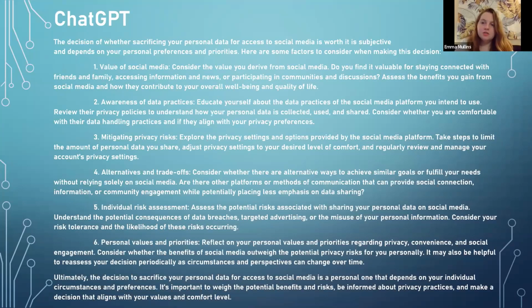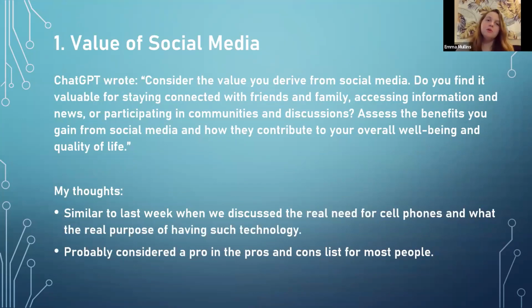So this week I used ChatGPT. It gave me a really long response, but we're going to break down each bullet point. Getting into the first bullet point, we have the value of social media. So really, is social media of value in your life? Is it opening up doors for you? What are the benefits of having social media?